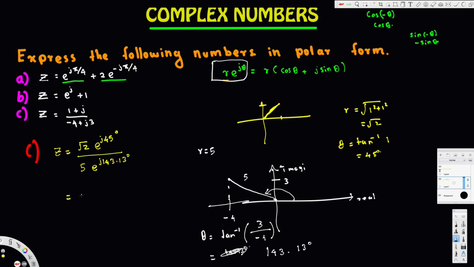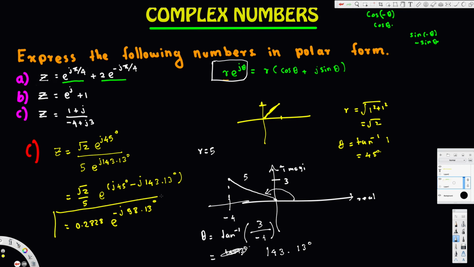Now we have two complex numbers dividing each other. This one is easy because square root of 2 divided by 5 remains the same, but when you divide exponentials, the exponents subtract. So we are going to have e power j 45 degrees minus j 143.13 degrees. If you simplify this, the magnitude is going to be 0.2828, and if you subtract these two angles, you are going to get e power negative j 98.13 degrees, and that's going to be our final answer for this one. I hope this helps. Thanks for watching.